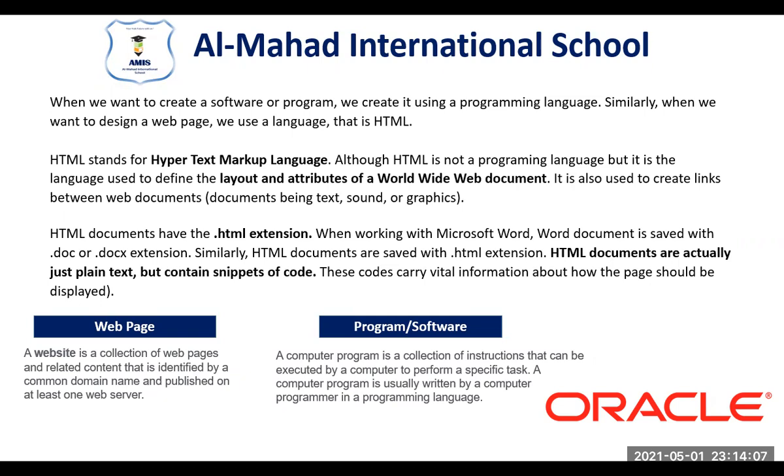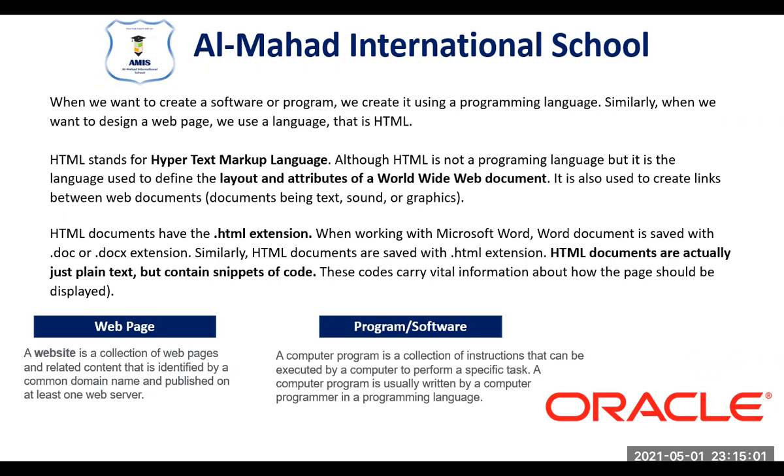When we want to create software or programs, we can create them using a programming language. What is a software or a program? Software is an application. There are a lot of applications in the world. I will take the example of Oracle, an application used in companies to record their inventory, sales, purchases, and accounting as well.